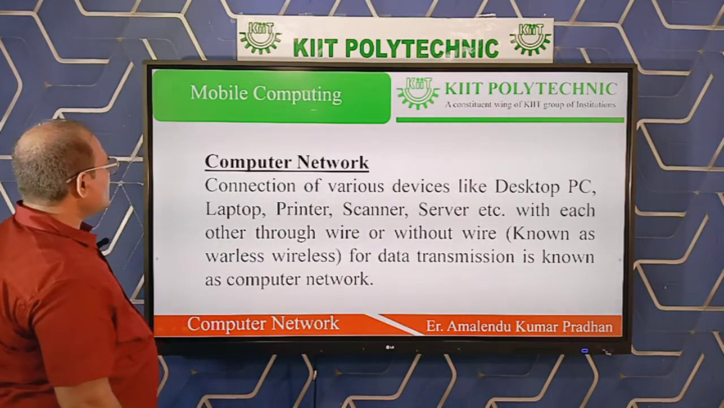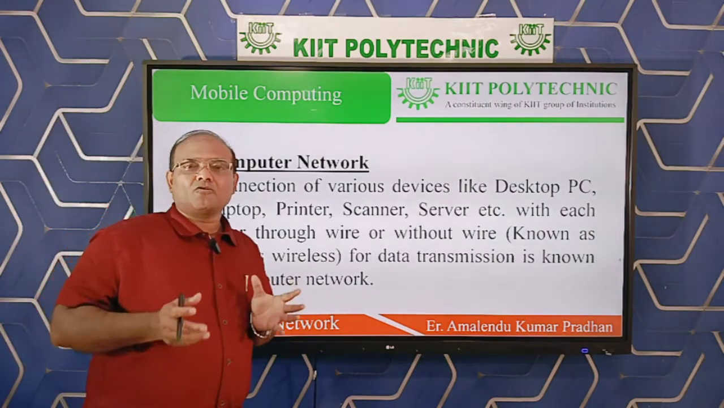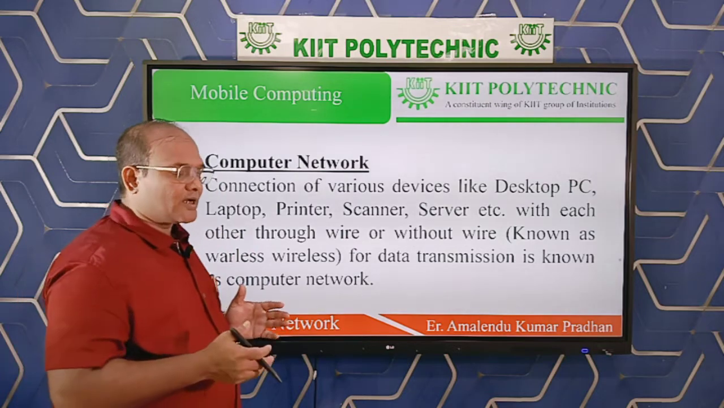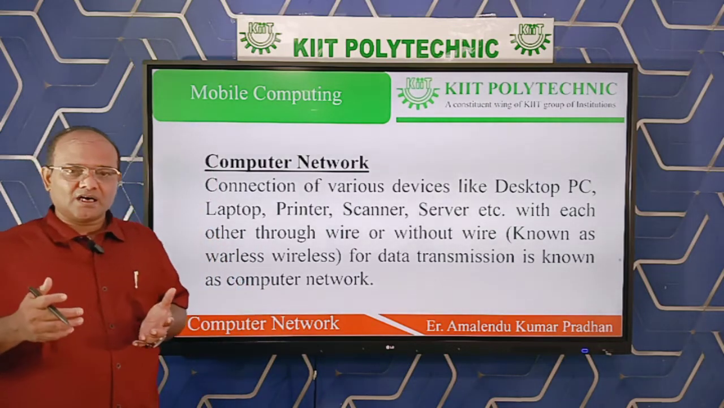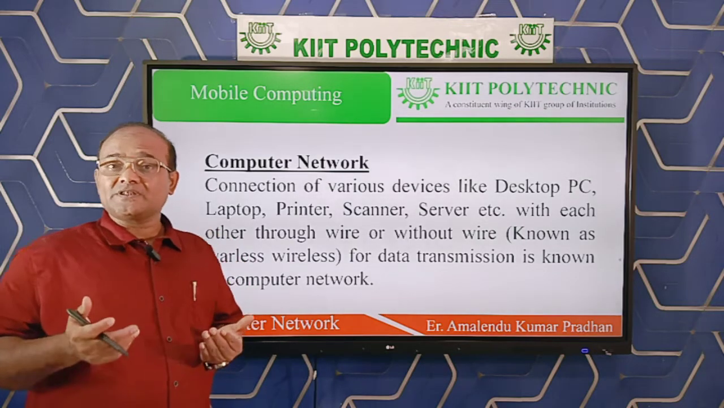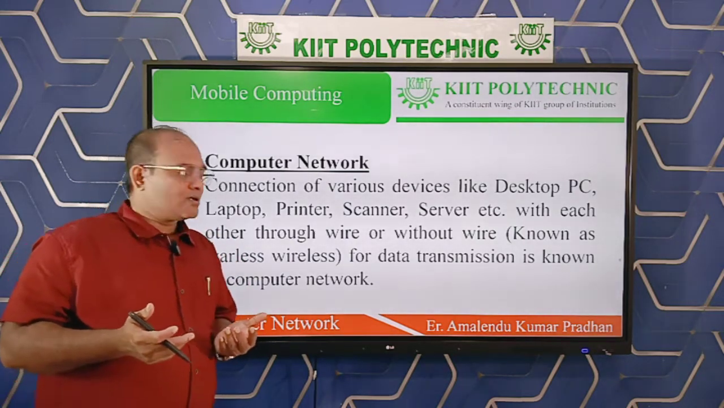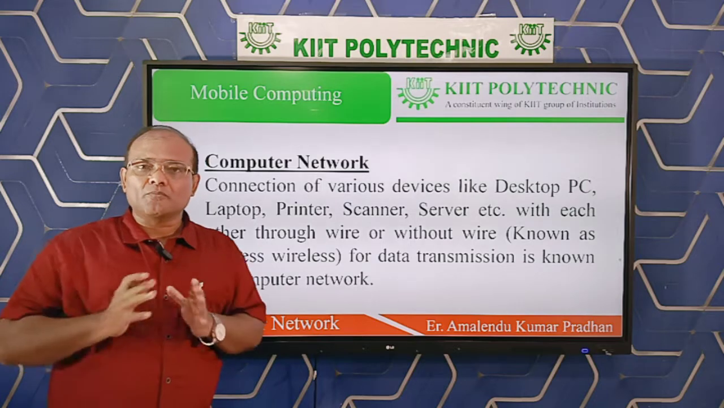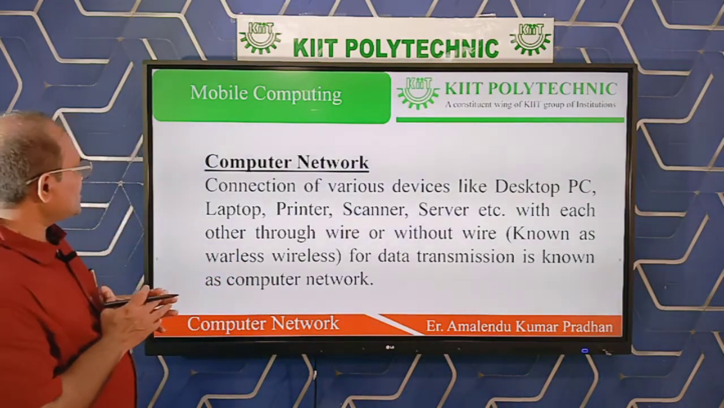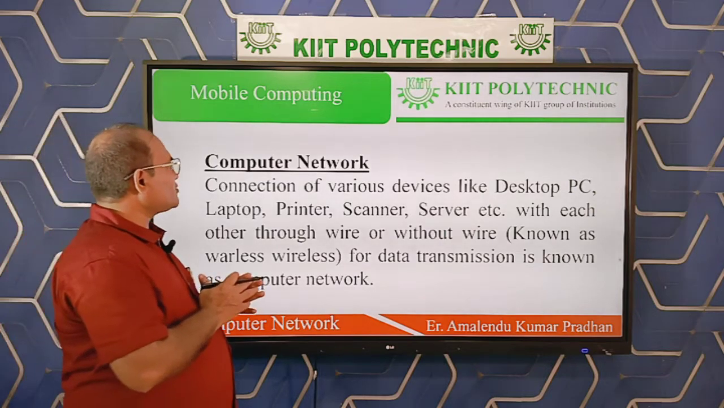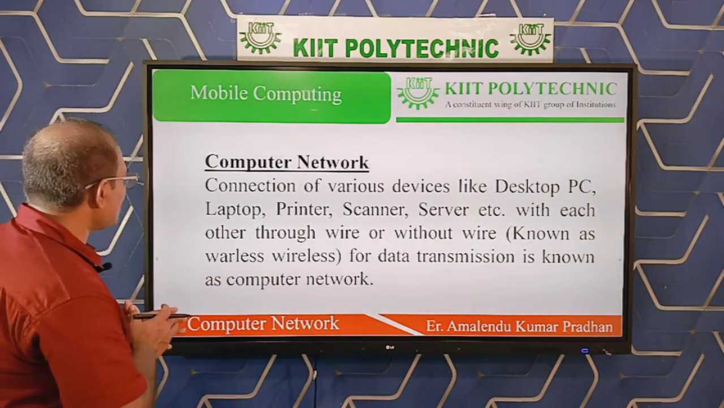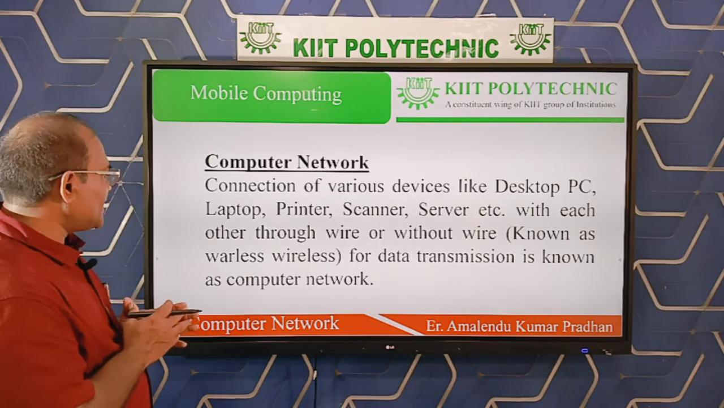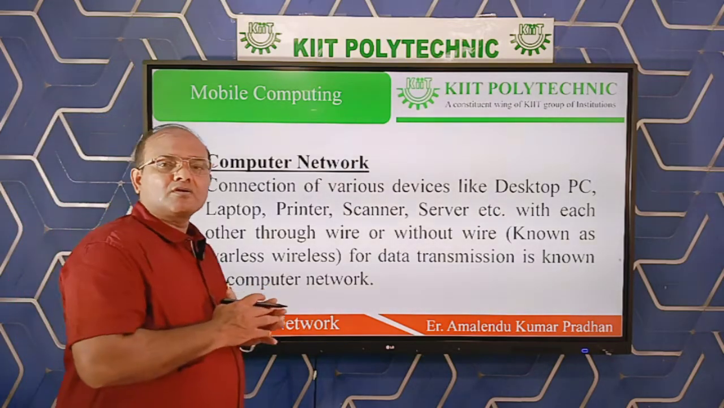Computer network means the combination of various communicating devices like your desktop PC, laptop, scanner, printer connected with each other using cable or without cable. Without cable is called wireless network. So wire or without wire for data transmission is known as your computer network. The simple definition is the connection of various devices like desktop PC, laptop, printer, scanner, server, etc. with each other through wire or without wire for data transmission.